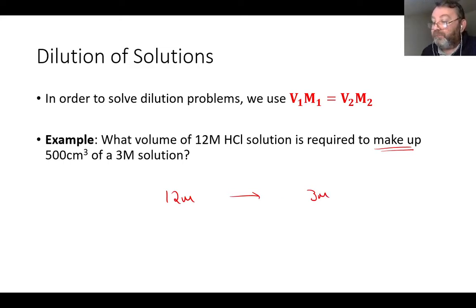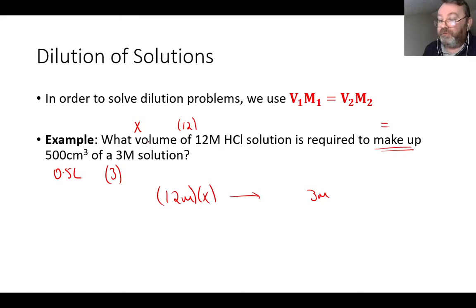The formula says multiply the molarity by the corresponding volume. So let's read the question again. What volume, so that's going to be X, of a 12 molar, that's the concentration, is required to make up 500 centimeters cubed? Now please keep it in liters. So that's 0.5 liters of a 3 molar solution. And that's the second concentration. So in other words, you can see it there. It becomes 12 times X, because that's the first solution, the volume of 12 molar, equals 3 times 0.5.